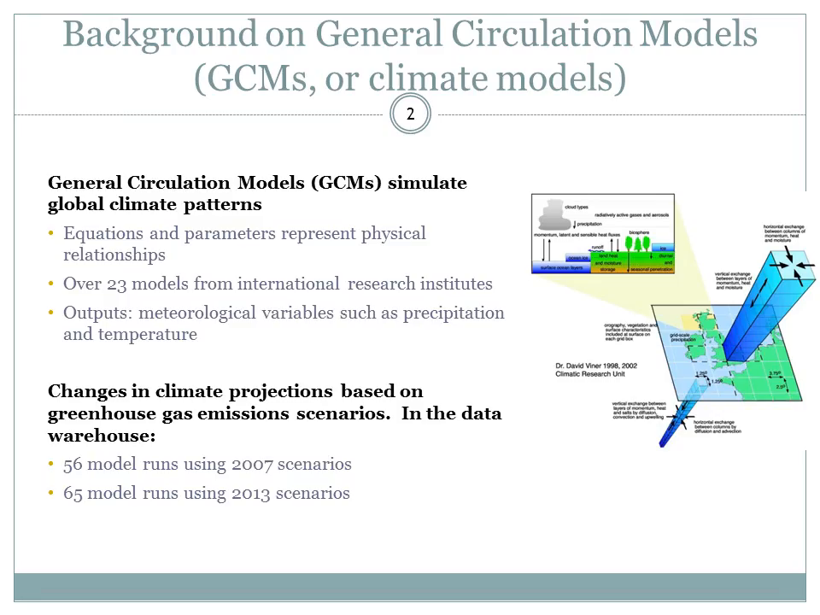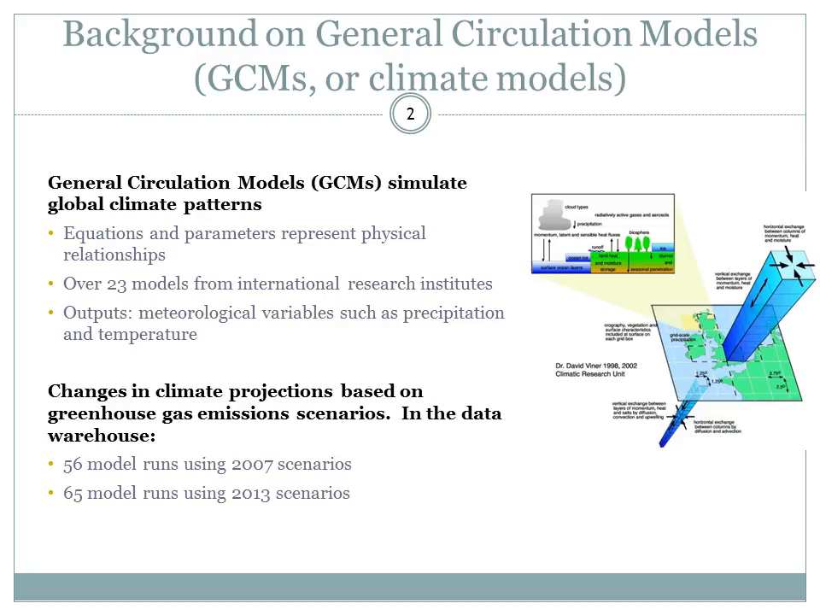So we'll begin with a brief background on general circulation models, or GCMs for short. These climate models simulate global climate patterns, and they involve equations and parameters that represent physical relationships within the meteorological system. There are over 23 models from international research institutes, which we'll see a couple of on the next slide. And the outputs from these models range widely. They're meteorological variables, including precipitation and temperature. Those are probably the two most well known when it comes to climate model projections.